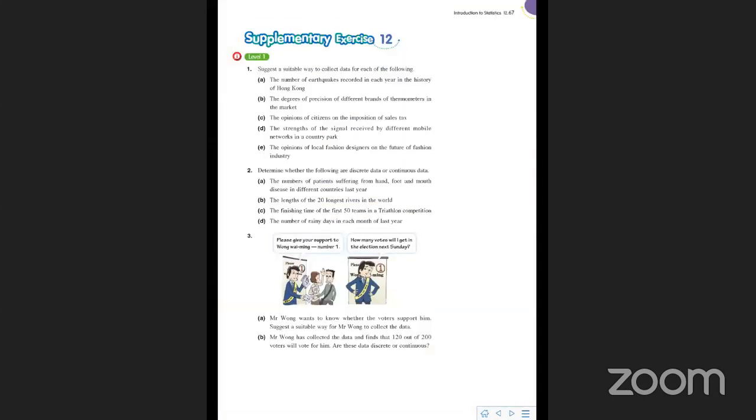Now then, in this case, we start from this one, supplementary exercise 12. Make sure that you write your answer on an exercise book or a piece of paper because you need to submit your work later. You can write it on a piece of paper and then just submit as usual, take the pictures and then upload it in Google Classroom. Okay, now let's look at the first one, this one.